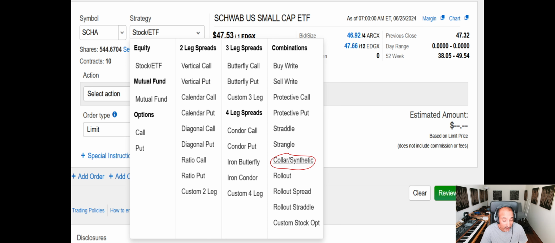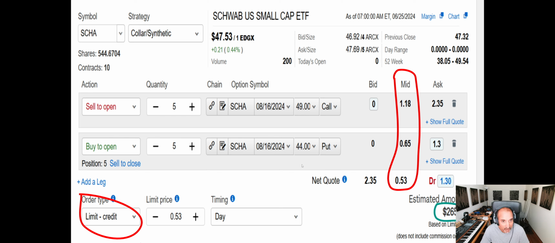Here's an example of what it looks like if you were to make this order on Schwab. You would be trading options, and the type of option is what's called a collar/synthetic. And here is an example of the order entry. Here I am selling 5 SCHA calls for August 16th, which is 2 months away, and I'm buying 5 SCHA puts at the same expiration time. The important thing is what I'm selling, its midpoint here is higher than what I'm buying. So this difference between the sell and the buy is 53 cents. And that is essentially the profit.